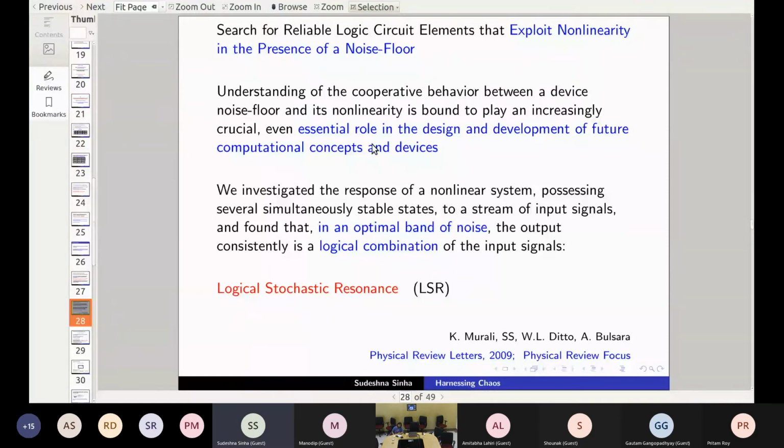Okay, so this is a one-line summary, and I'll show you a few result pictures in a minute. We took a nonlinear system, which had many stable states. Nonlinear, but not chaos. And we gave it a stream of input signals, which is what the outside world, the user, gives it. And the bottom line up front, as they say, is what we found: in an optimal band of noise, the output consistently gave a logical combination of input signals. We call this logical stochastic resonance.